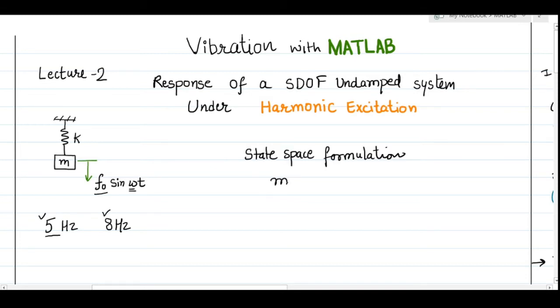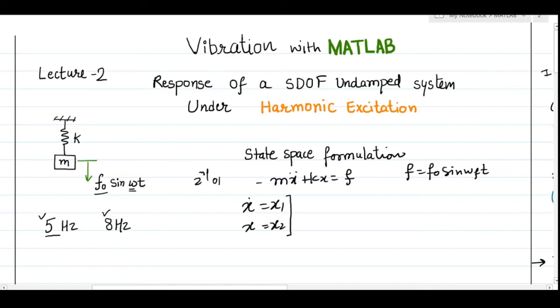This is my governing equation, m x double dot plus k x is equal to my external force F, where F is F naught sine omega, the excitation frequency, into t. So when I consider that x dot is equal to x1 and x is equal to x2, this is the conventional method to convert the given equation through the state space formulation. So this is our second order ordinary differential equation.